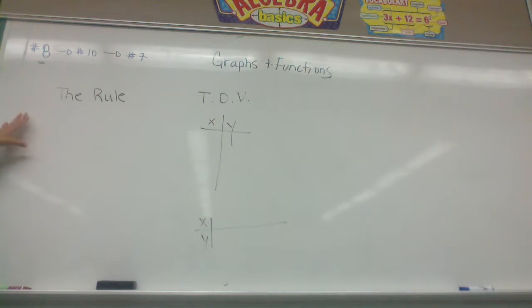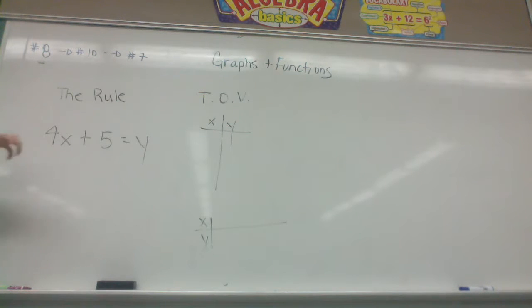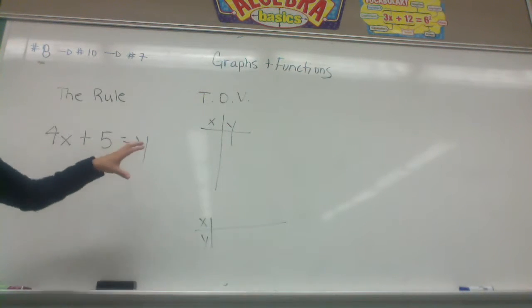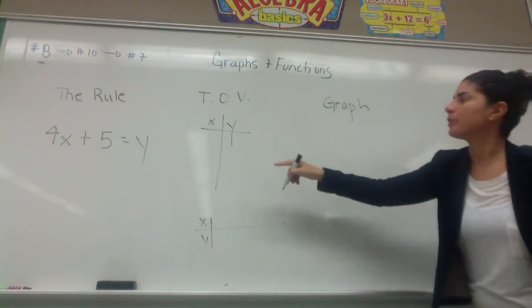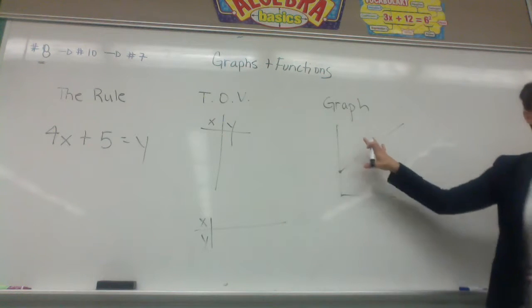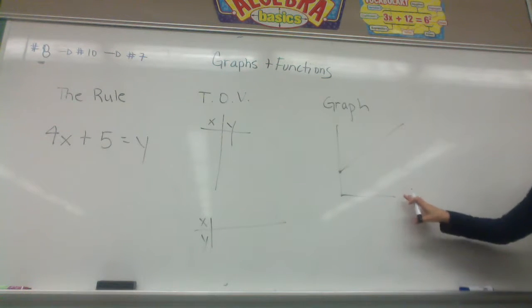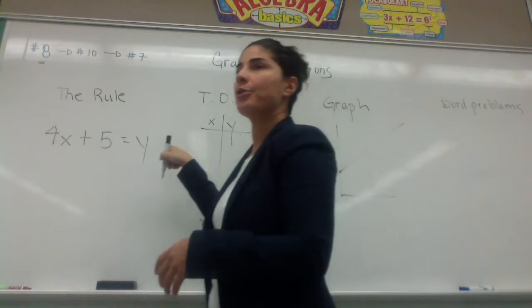We had the rule that looks something like this, plus 5 equals y. This was a rule that we've just learned from the table of values. We have graphs. We're going to be able to graph the table of values. So the graph usually looks like this, a straight line. We're going to do that. And today we're introducing the word problem, the word problems that lead us to these three other parts.